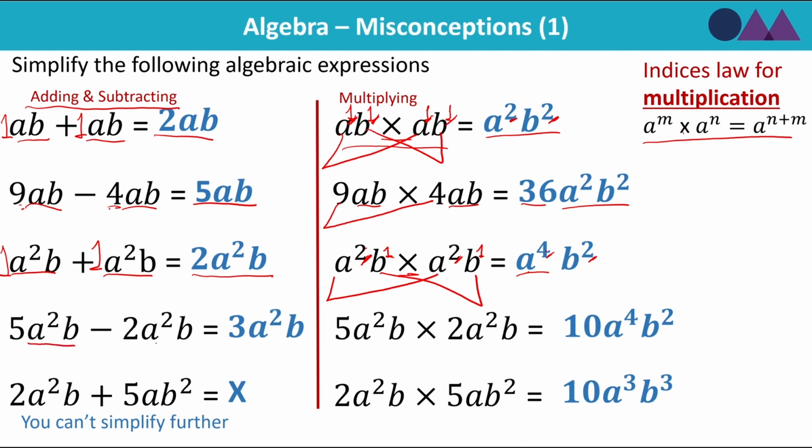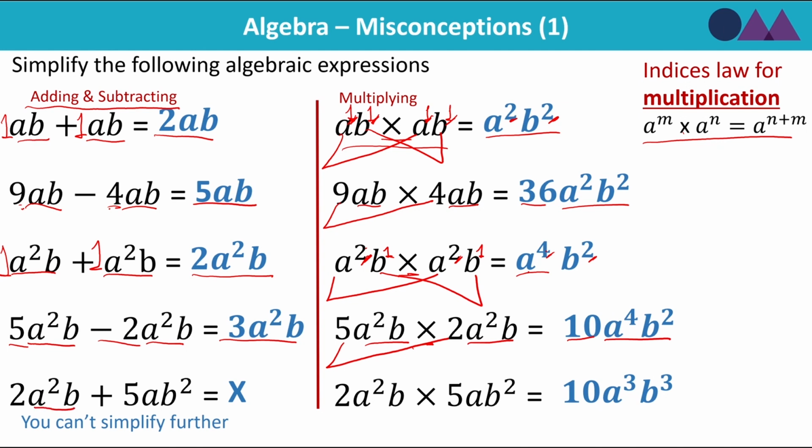Here guys, we know they are the same terms. Therefore, we can subtract. 5 take away 2 makes 3A squared B. So when you multiply, first multiply the number terms. 5 times 2 makes 10. A squared B times A squared B makes A to the power of 4 B squared.